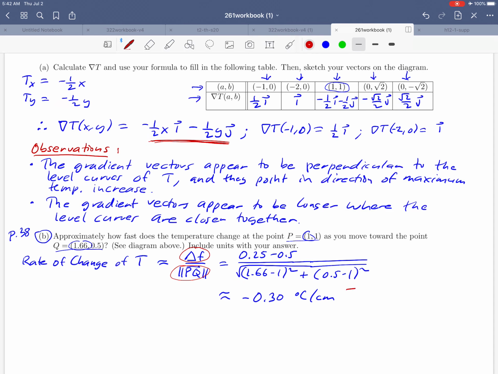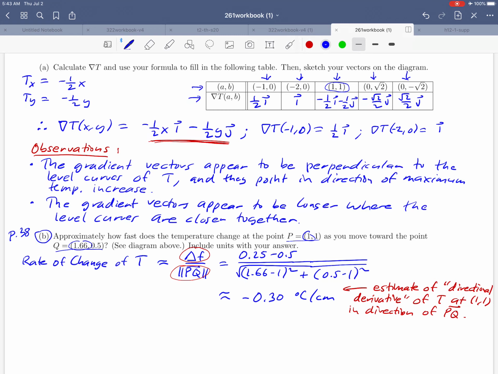And that number that we just calculated is what's known as a directional derivative. It's our estimate of the directional derivative of T at (1, 1) in the direction of PQ. That's kind of a lot in that sentence. But we measured the rate of change in a direction, in a particular direction. That's what we did.